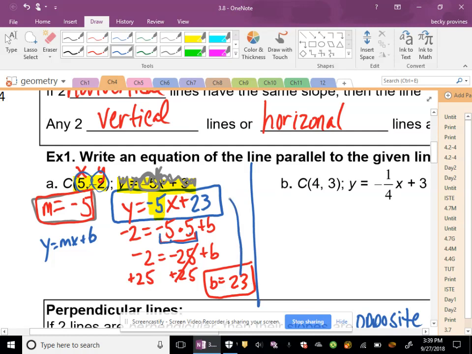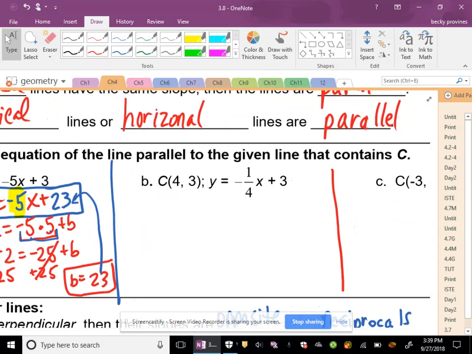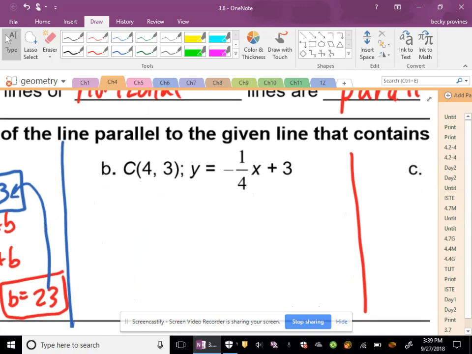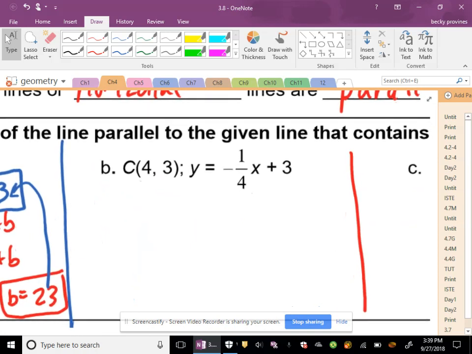So I take this number and plug it in place of b, and I have my new equation. This equation goes through point C, the point they gave you in the problem, and it is parallel to the beginning line they gave us, and we're finished. Now the next one, as you notice, is blank, so we're going to have to do this together.